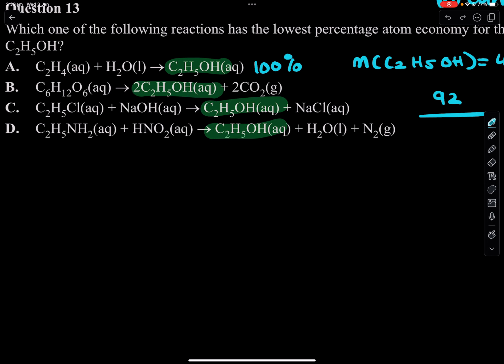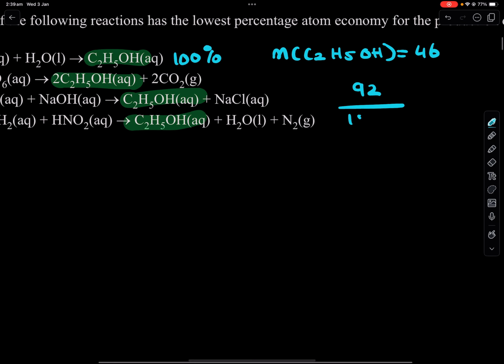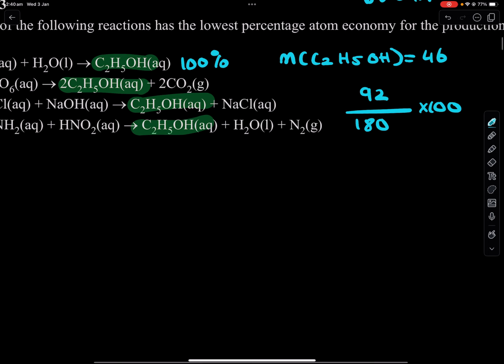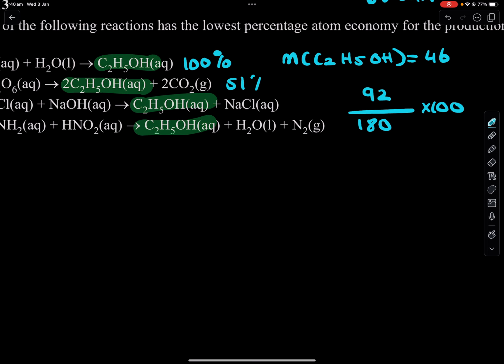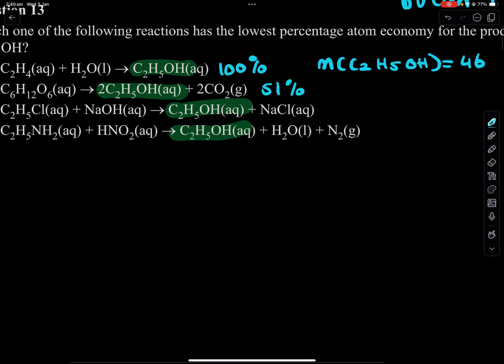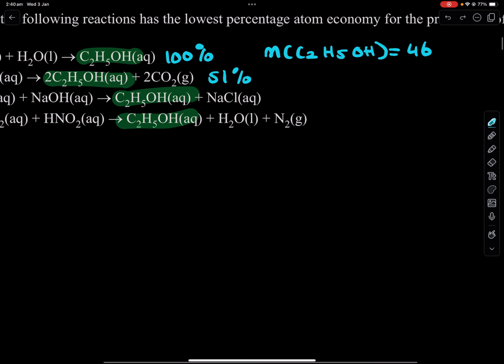So how many carbons? We have 6 times 12 plus 6 times 16 and plus how many hydrogens? We have 12. So that's 180. And then times it by 100 to see the atom economy. So 92 over 180 times 100 gives me 51% pretty much. Done. Easy. Next question. Okay, so it's this over here, which is just 46.